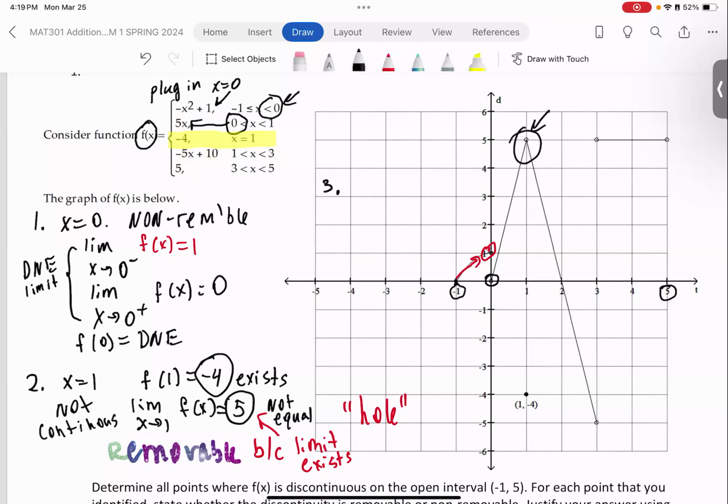That f of 0 does not exist. Here, f of 3 does not exist. So yeah, f of 3, well, you said it. Let's write it down. F of 3, DNE. But the limit right here, let's write what it is. What is it from the left side?